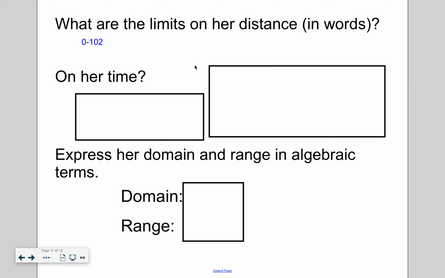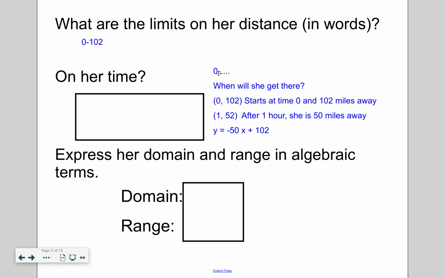Now, for the time, I know her lowest time is 0. She can't go negative time. So her lowest time is 0. When will she get there, though? I'm not really sure when she's going to get home. So I know at time 0, she's 102 miles away. I know after 1 hour, because I can figure that out, if she goes 50 miles an hour, after 1 hour, she will be 50 miles closer. So 102 minus 50 gives me 52.